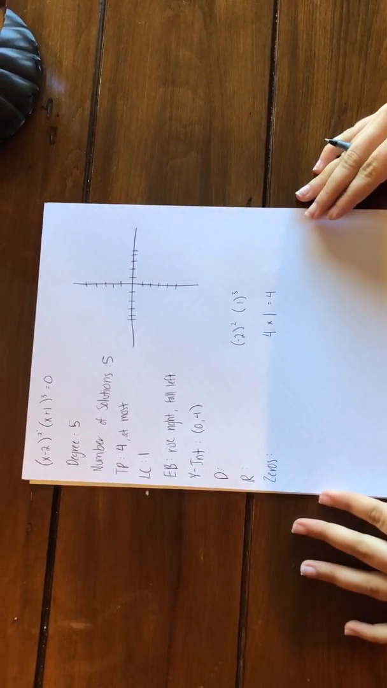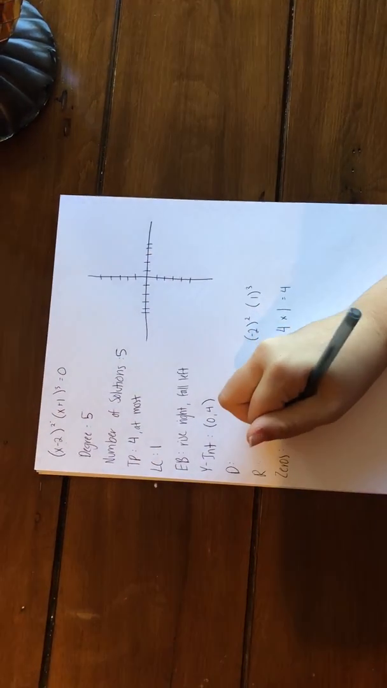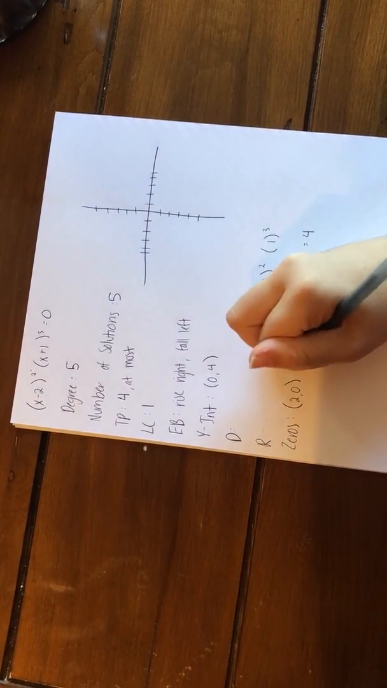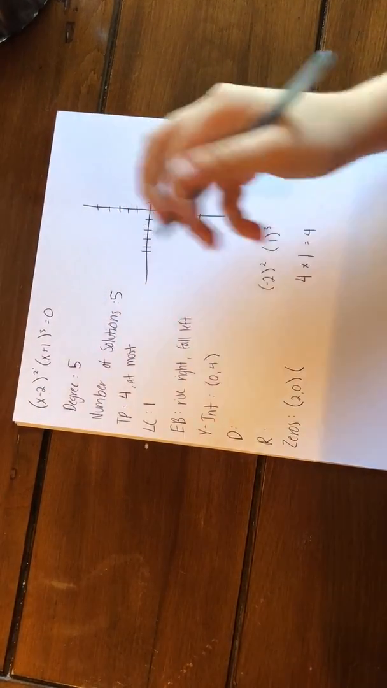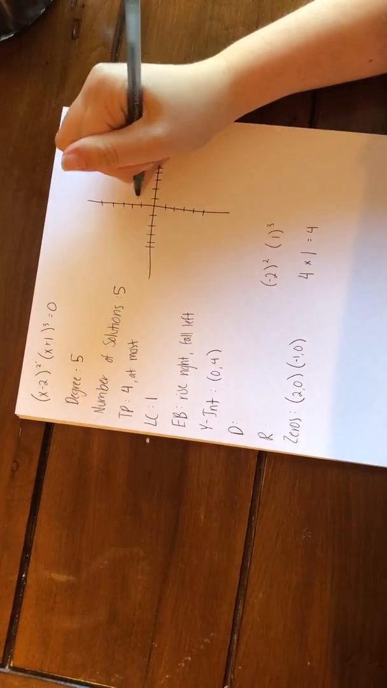Now, in factored form, it's really easy to see the zeros since it's already factored. So x minus 2 equals 0 will give you a zero of (2, 0), and x plus 1 equals 0 will give you a zero of (-1, 0). So now we can finally graph.